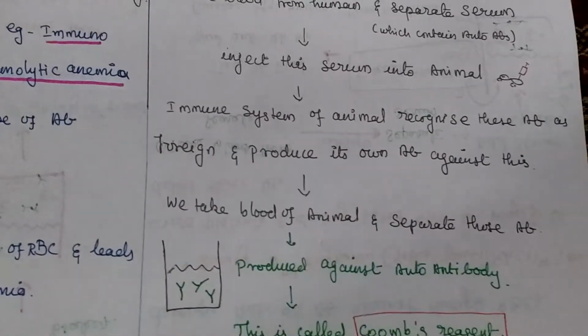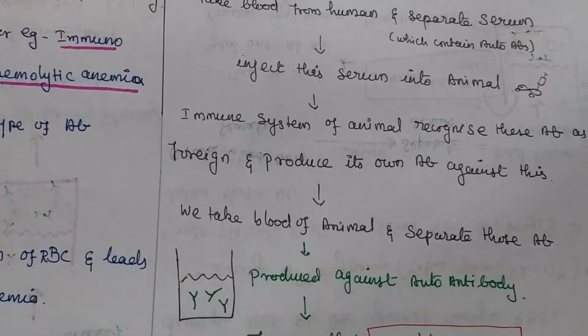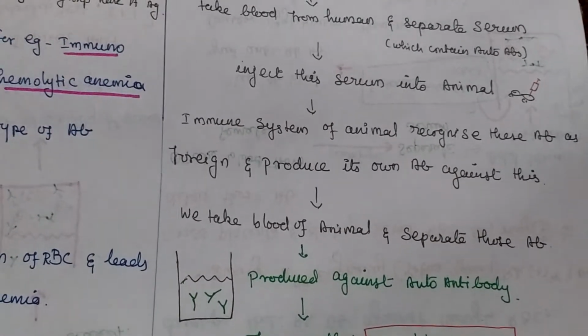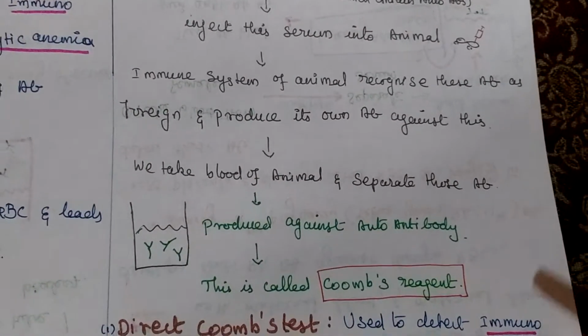First, the human immune system produces antibody, the autoantibody. We inject it into the animal. That animal recognizes it as foreign, so it again produces its own antibody. That antibody is called Coombs reagent.